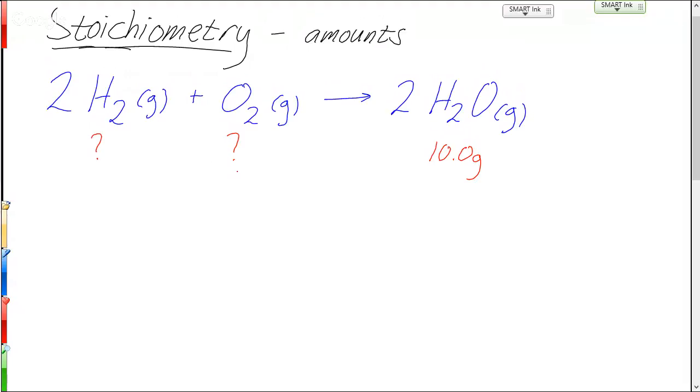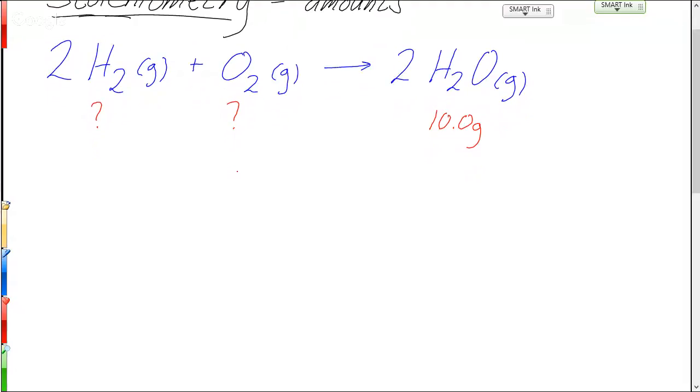So how do we determine the right ratio? We need to go back to counting. We need to count the water molecules and say, how many water molecules do we need to make? And then we can know how many hydrogen molecules and how many oxygen molecules we need to do that. All right, so to do that, we're going to convert from grams to moles because that's how we count things. So we're going to say 10 grams of water. We're going to multiply that by the molar mass of water, which is 18.0 grams per mole. And that gets us from grams of water to moles of water.